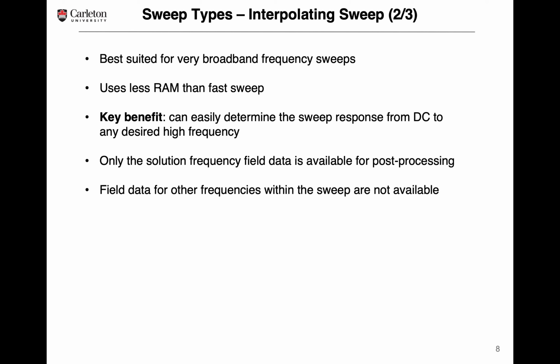The next type of sweep we have is the interpolating sweep, and that's the one that you will use most often. It's fairly accurate, and it's very good for broadband responses, so you can run a very large frequency sweep, get good results without having to wait for a long time. The only downside of the interpolating sweep is that you don't get field solution data, and for that you would have to run the next type of sweep, which is discrete. So that'll be the next one.